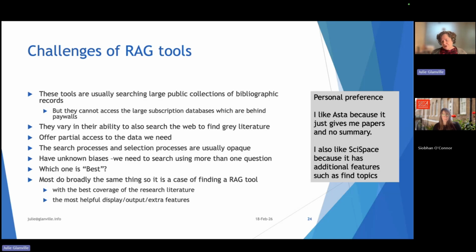There are also many RAG tools, and it's hard to decide which one is best. And most do broadly the same thing. They search Semantic Scholar using various techniques. They bring the results back, and they then summarize them. The ones that I think, from my own personal perspective, are most useful are Aster, because it gives me the papers and doesn't go on to do the summaries, and also SciSpace, because it has various tools that help us with the search, in particular a topic assessment.